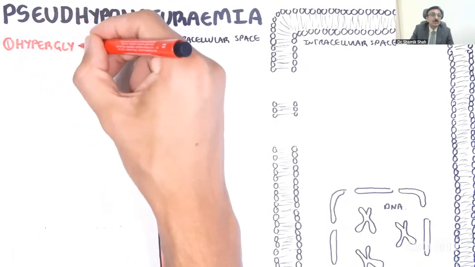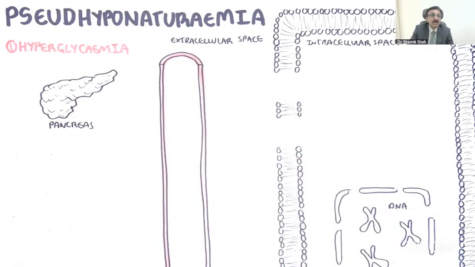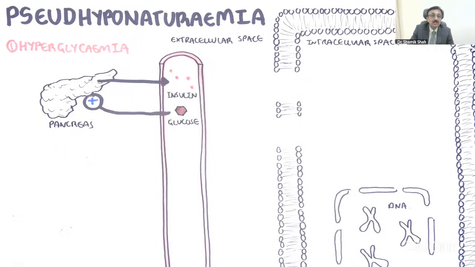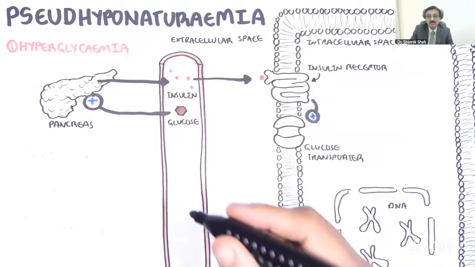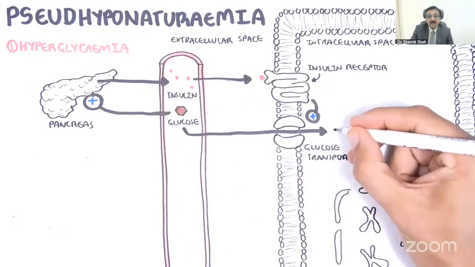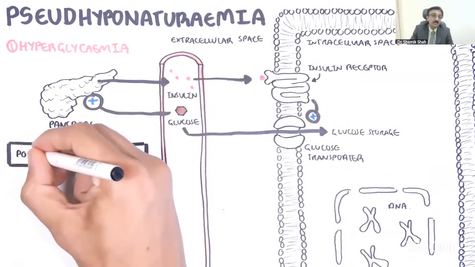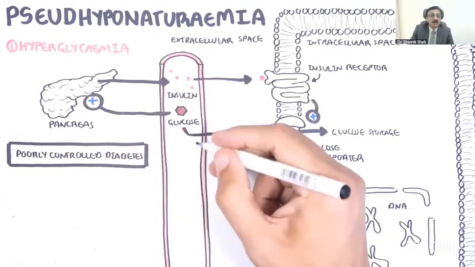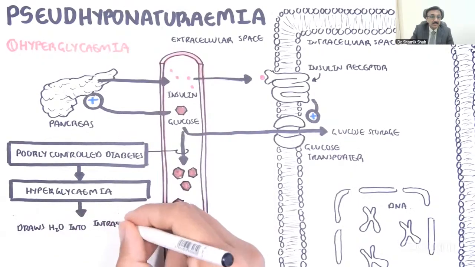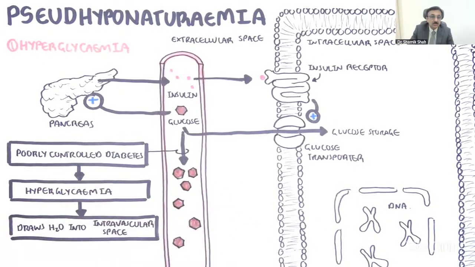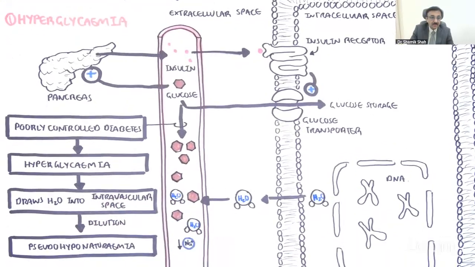So the first important cause of pseudohyponatremia is hyperglycemia. We know that when we eat, insulin is secreted from the pancreas, and then this acts on the insulin receptors on the cell, which opens up the glucose transporter and allows the glucose to go inside the cells. Now, in a patient with poorly controlled diabetes, for example, there is a lot of hyperglycemia. And this extra sugar draws the water into the intravascular space because it is an osmotically active substance.